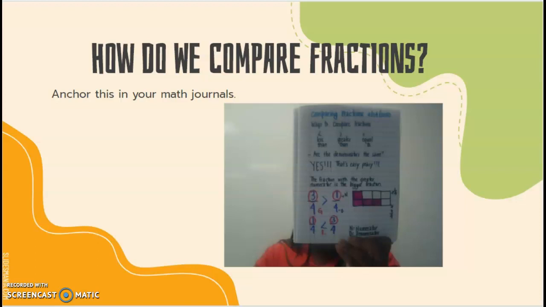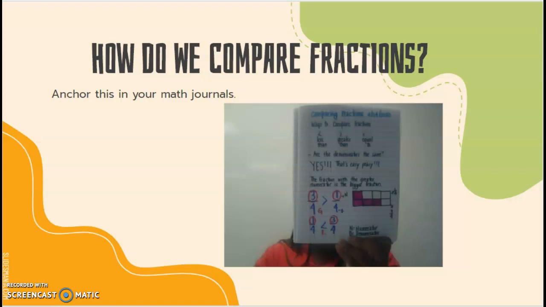Okay, so today our focus is comparing fractions, and we're comparing fractions using like denominators, which are the same denominators. And that means that our numerators are going to be different.